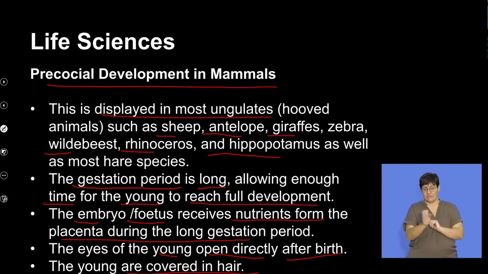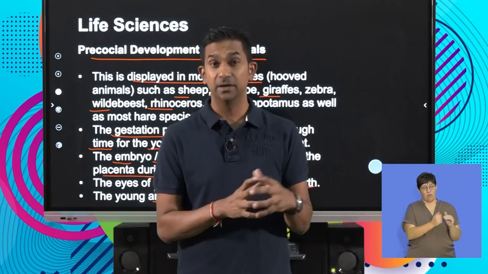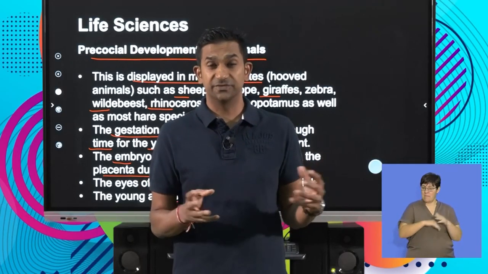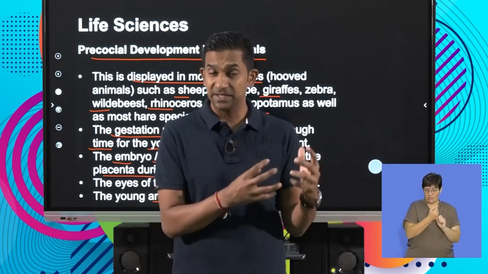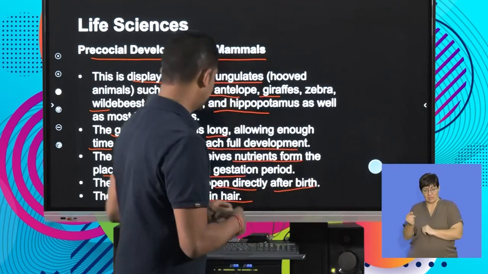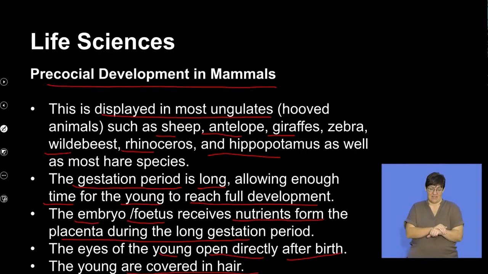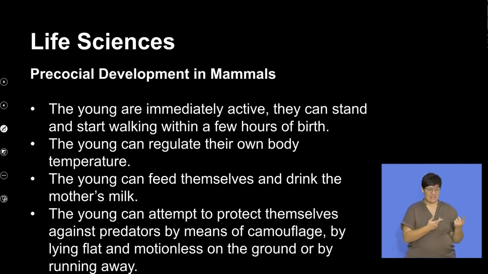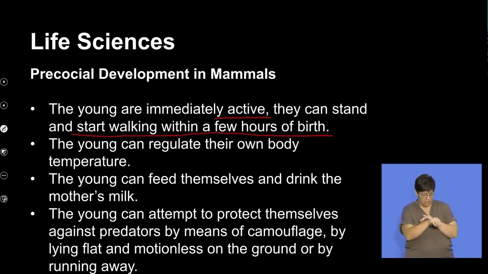So you'll find that in mammals there's an extensive incubation period. The young develop maximum in terms of their body covering and skin and the ability to survive once born. And so soon after they are born, you'll find that their body is covered and they have a significant independence when compared to other species. So the young are immediately active. They can stand and start walking within a few hours of birth. And this is often a strategy in your hooved animals to be able to avoid predation.